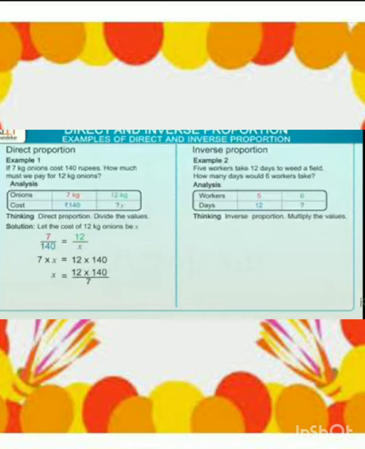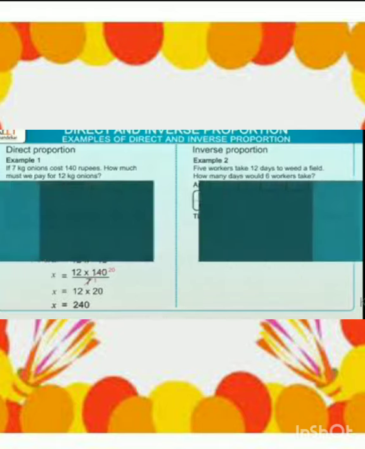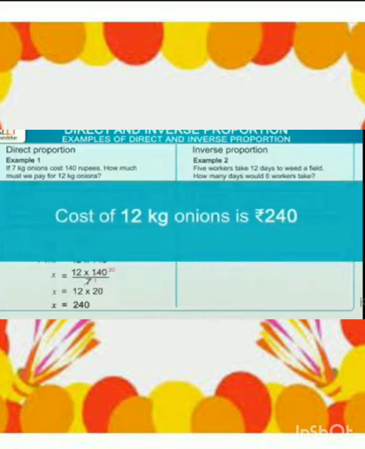Then we can cancel with the seventh table. 7 ones are 7, 7 20s are 140. So x equals 12 into 20. So x equal to 240 rupee. Therefore, the cost of 12 kg onions is 240 rupee.